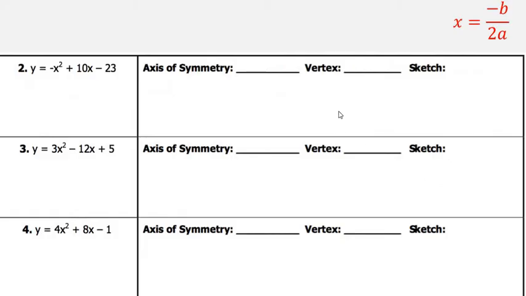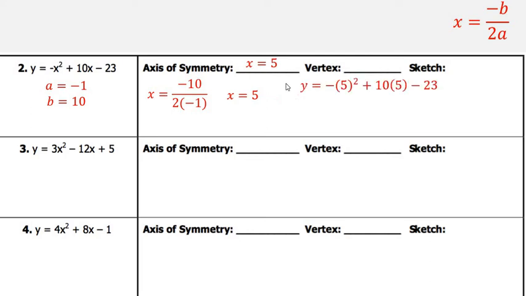Now, look at number 2. On number 2, the first thing we're going to do is identify a and b, and substitute them into the axis of symmetry formula. Once you come up with your axis of symmetry, substitute it back into the equation in place of the x. Make sure that you put the 5 in parentheses. The negative is not with the 5, that's in front of the x. So put all of this at one time in the calculator, just like you see it. Your y is 2. So write it as an ordered pair, and the vertex is at 5, 2.